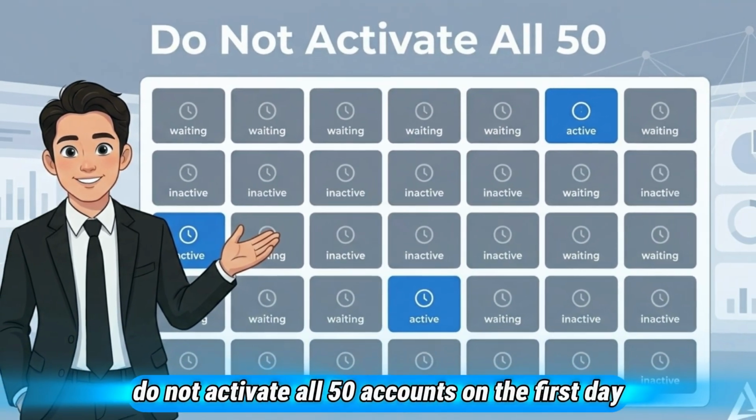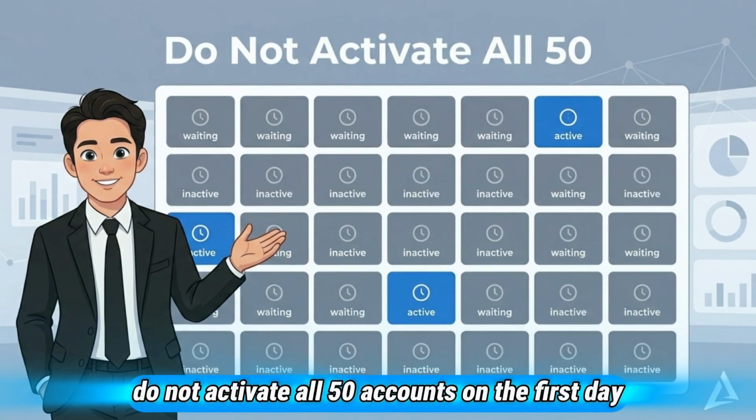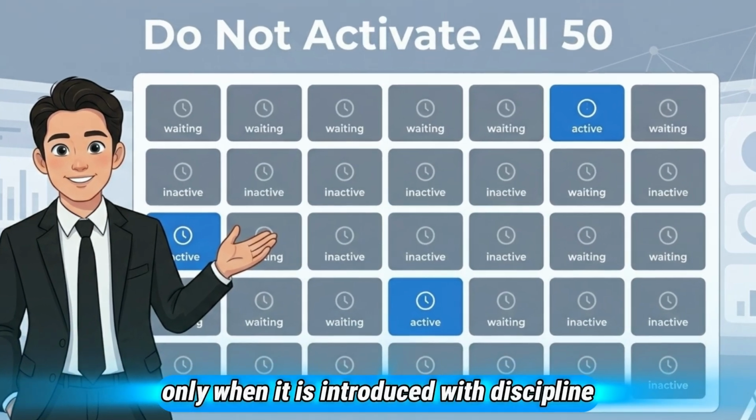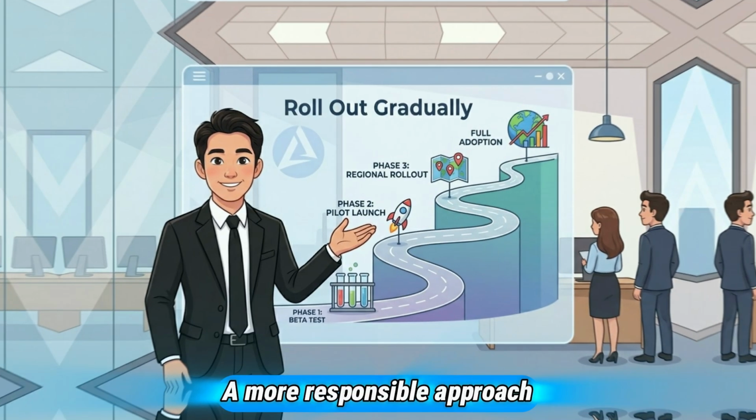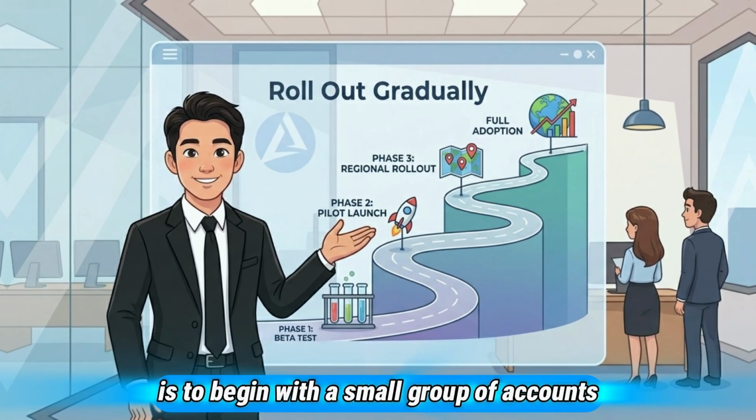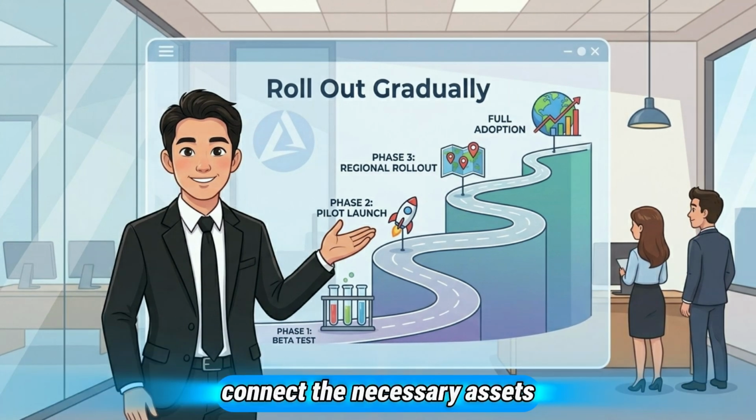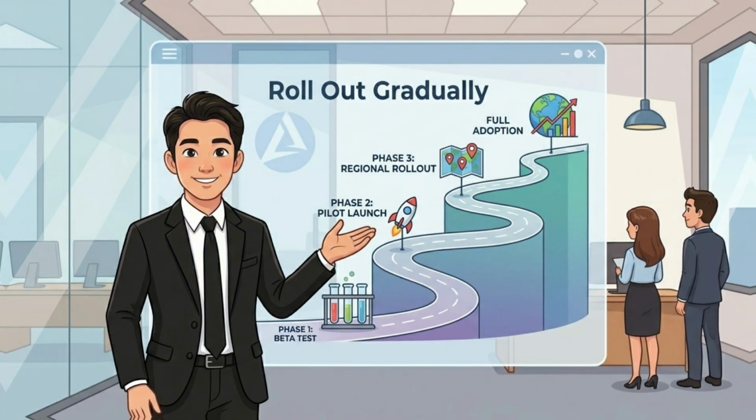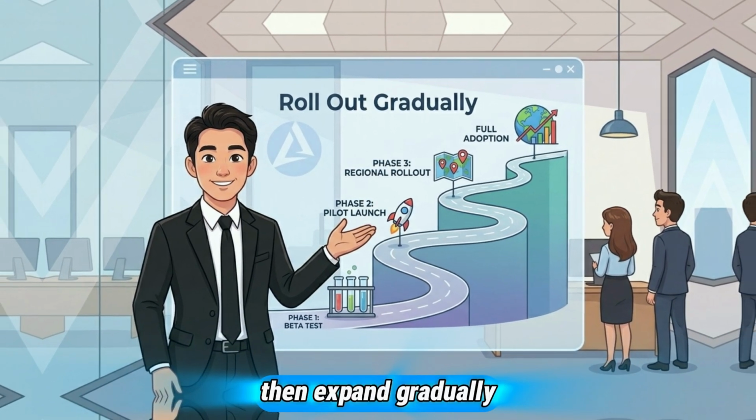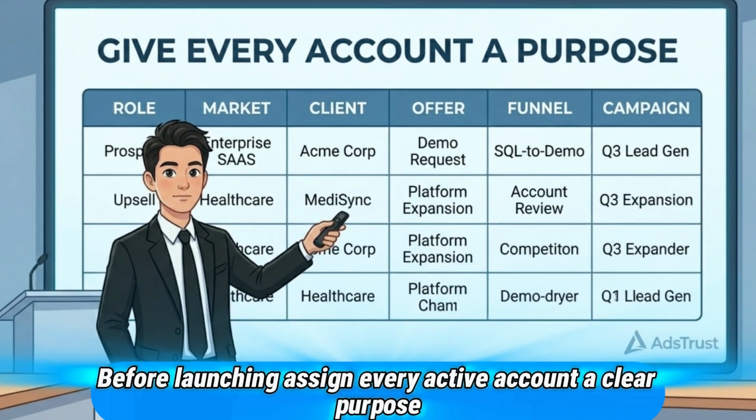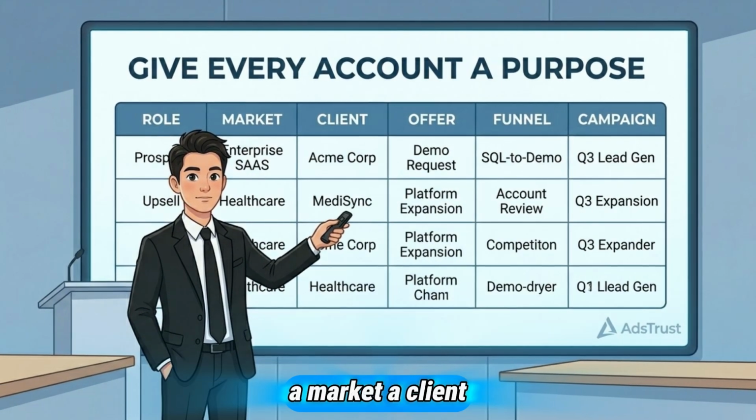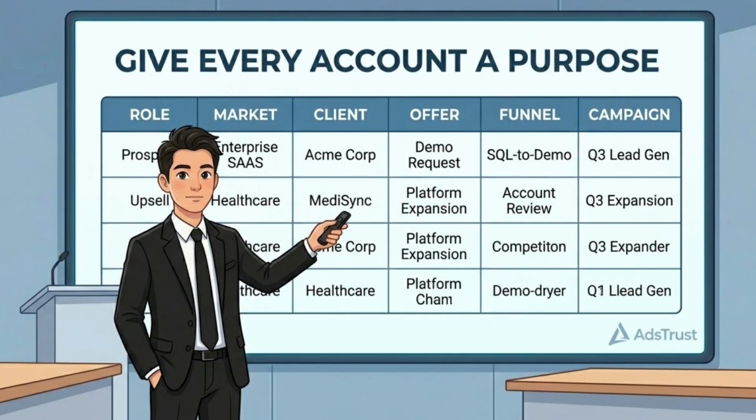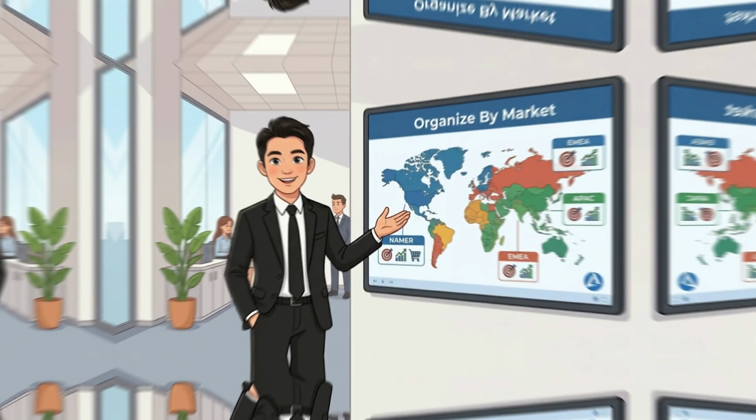Professional operators do not activate all 50 accounts on the first day. Capacity is valuable only when it is introduced with discipline. A more responsible approach is to begin with a small group of accounts. Connect the necessary assets. Observe payments and delivery. Then expand gradually. Before launching, assign every active account a clear purpose: a market, a client, an offer, a funnel, or a specific campaign function.